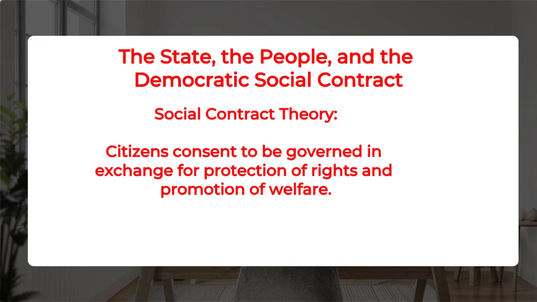3. The state, the people, and the democratic social contract. Social contract theory. Citizens consent to be governed in exchange for protection of rights and promotion of welfare. Mutual obligations. The state must remain accountable and respect constitutional limits. Citizens must obey the law, engage in civic duties, and challenge injustice. Breakdown of the contract occurs when power becomes concentrated, corruption thrives, and rights are undermined. Can lead to democratic erosion, civil unrest, or authoritarian resurgence.